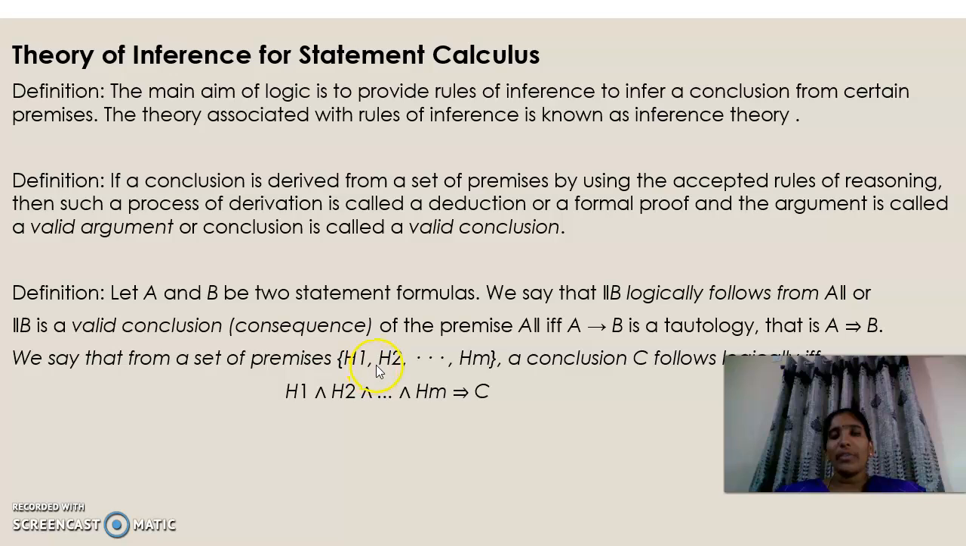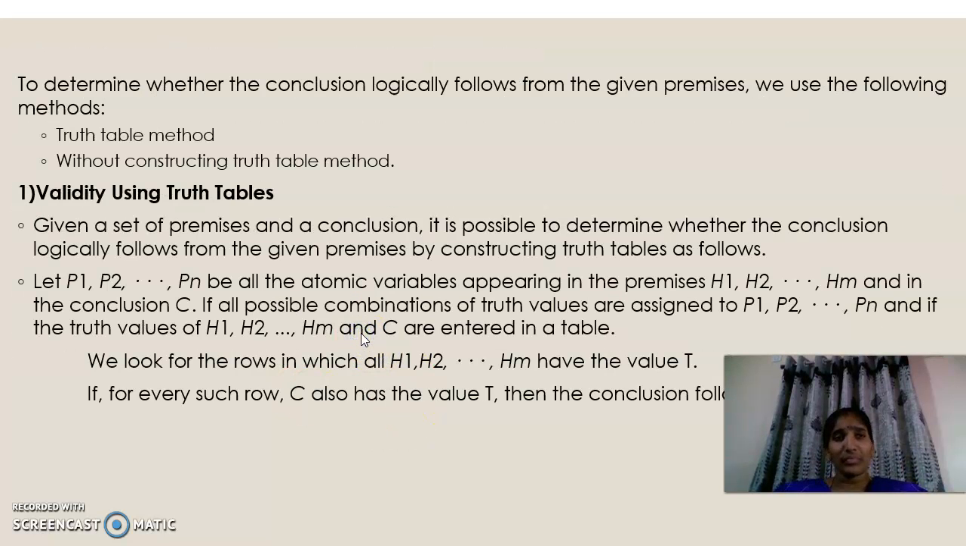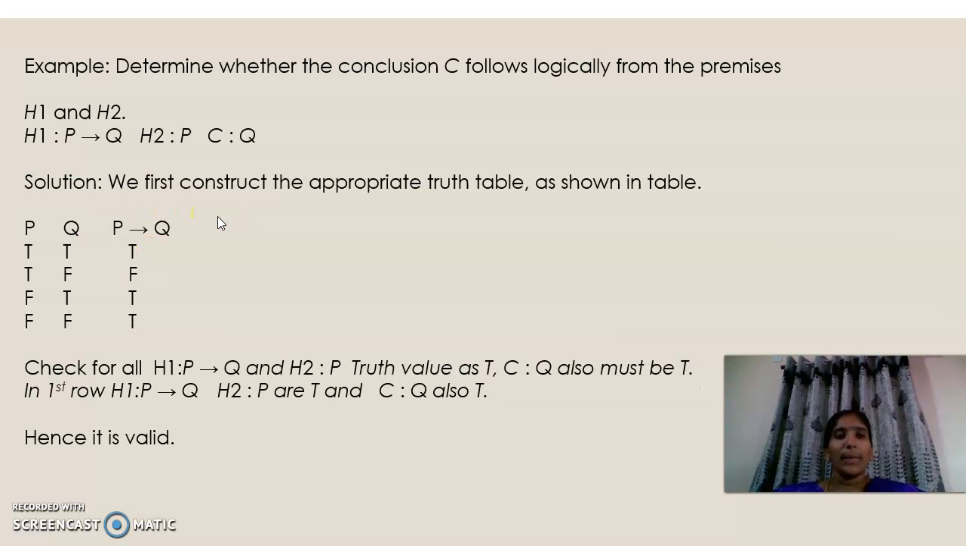So you can say that for premises H1, H2 up to Hm, a conclusion C follows logically if and only if H1 and H2 and so on up to Hm tautologically implies C. Okay, this is the theory of inference. We will see the problems. In the theory of inference we have two methods: the truth table method and the method without constructing a truth table. First we will see the truth table method.